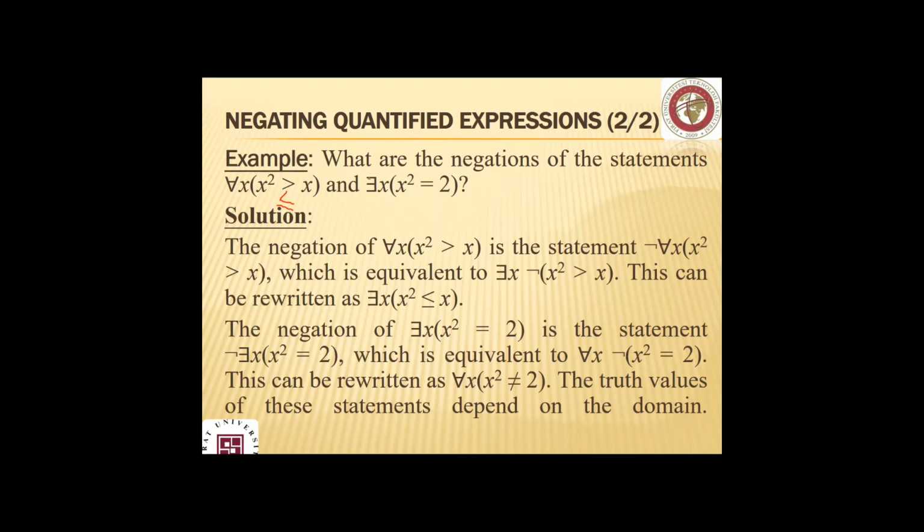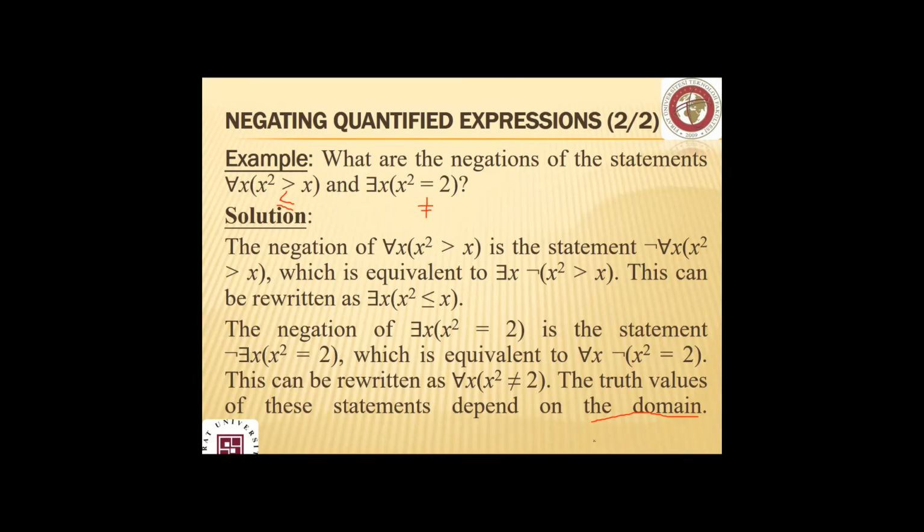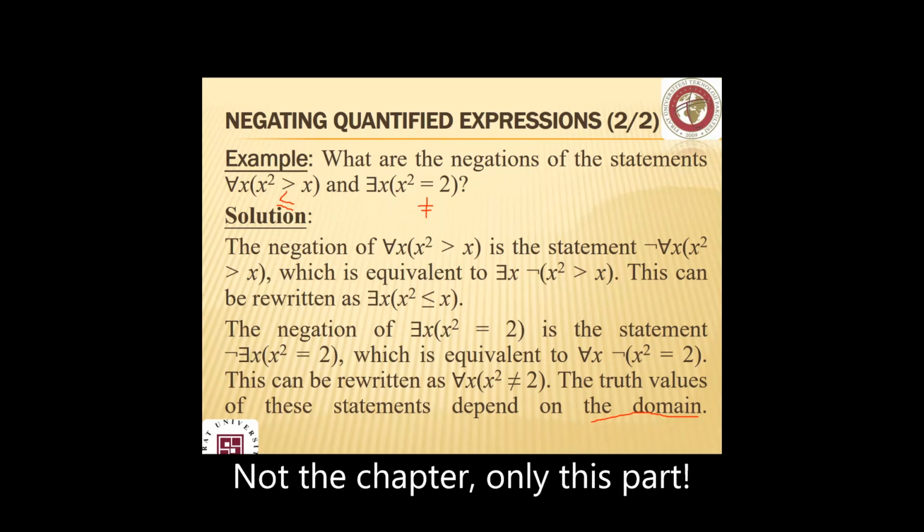Let's take the other one. The existential will be negated to universal: for all values of x, negate x squared equals 2. It would be x squared not equal to 2. This is its negation. And you can check the truth value. It depends on the domain. You can think about integers and see what the truth value is in this case. Will it hold or not? As I said, if it is not mentioned, you can assume it, but you have to mention it. Like, we are considering real numbers, or we're considering, let's say, integer numbers, and so on.